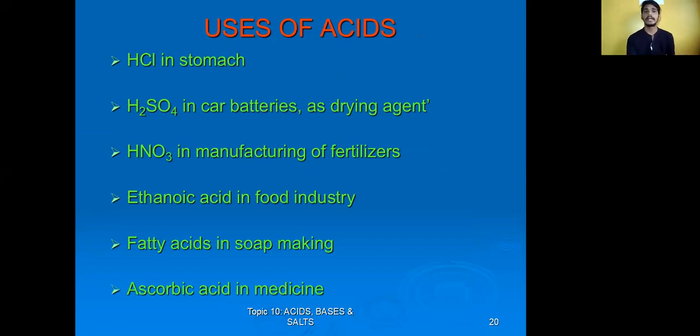H2SO4 in car batteries as a drying agent. It is used as a drying agent in car batteries, that is H2SO4. HNO3 in the manufacture of fertilizers because we have to generate nitrate ion. That's why it's used. Then ethanoic acid in the food industry. We are much aware about that. Ethanoic acid is used in the food industry for various purposes.